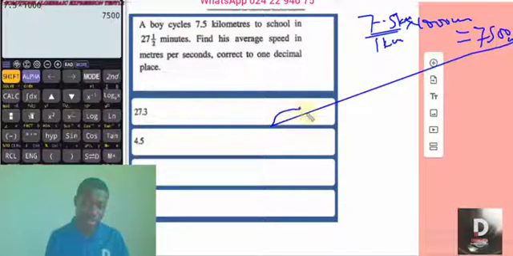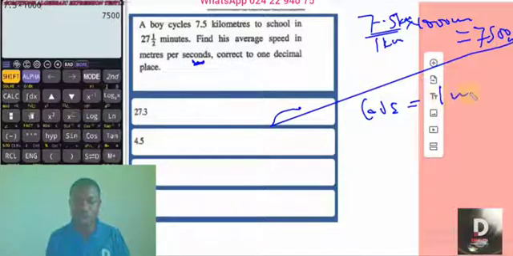7,500, right? Good. So that is it. Let's move to the next one. Minute must be converted to what? Seconds. Take note. So what is the conversion rate between seconds and minutes? 60 seconds equals what? 1 minute.